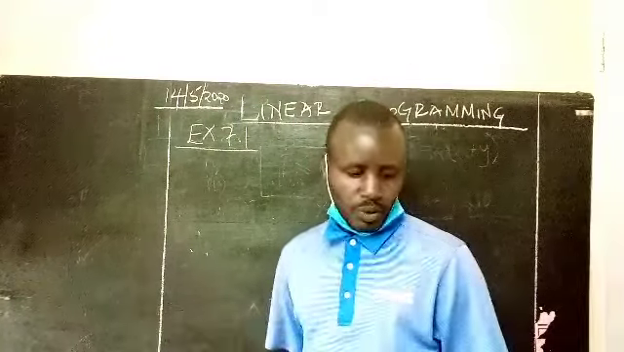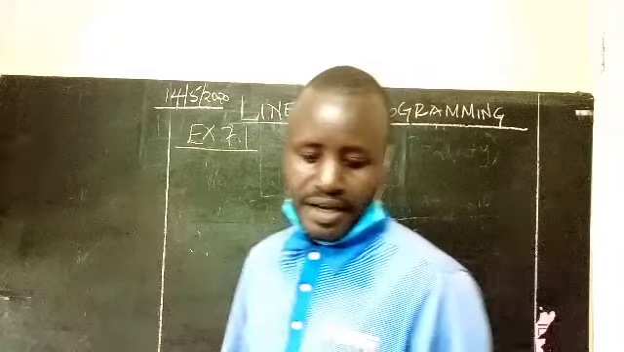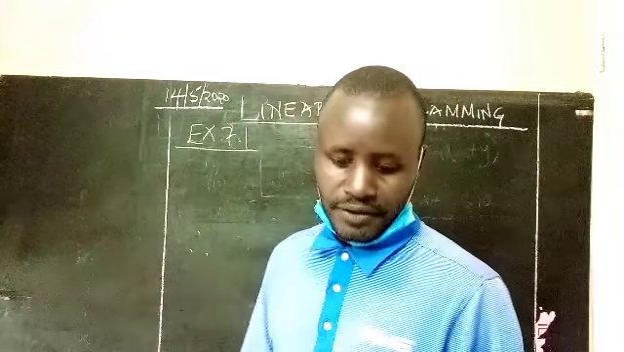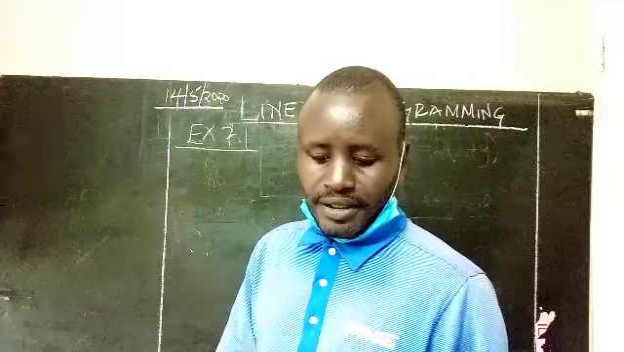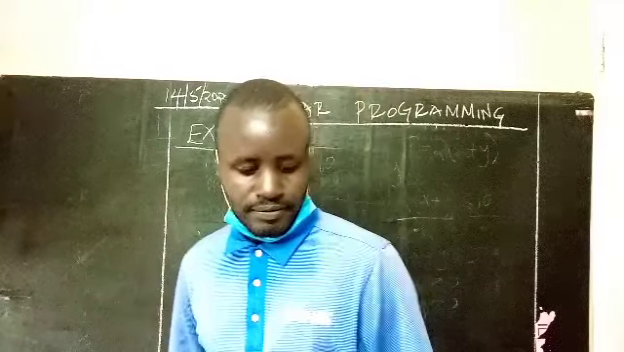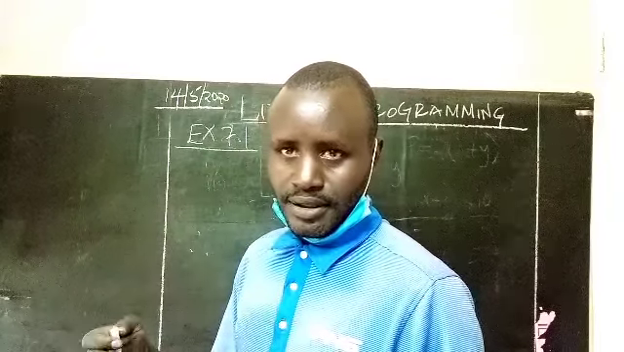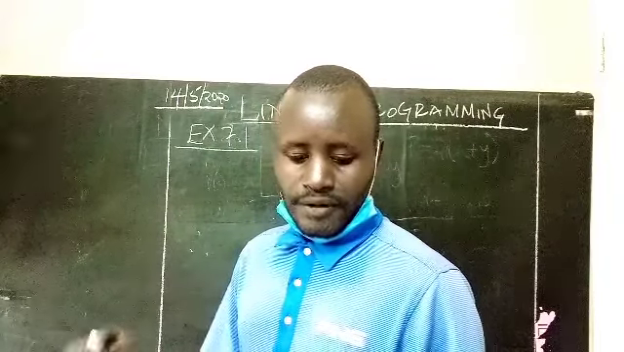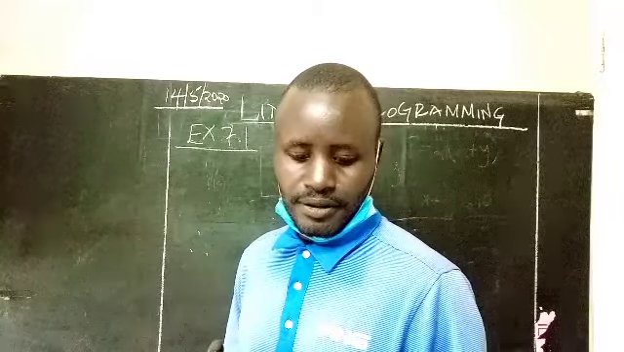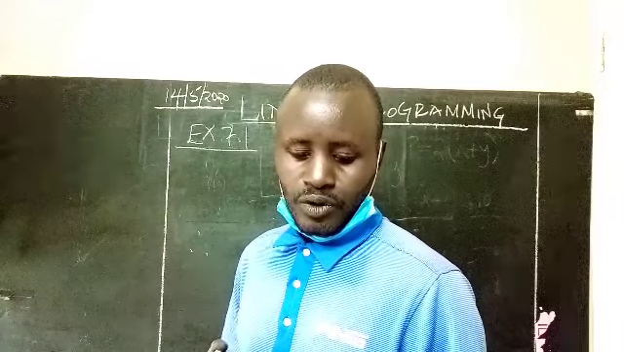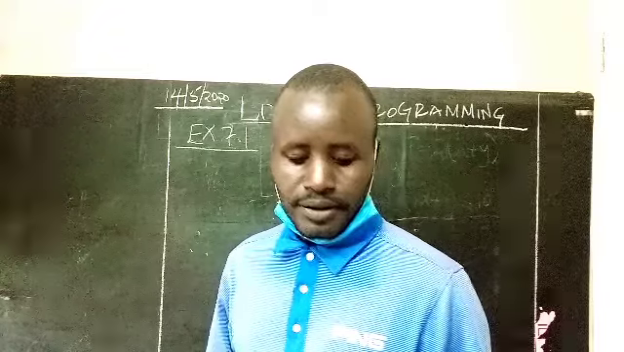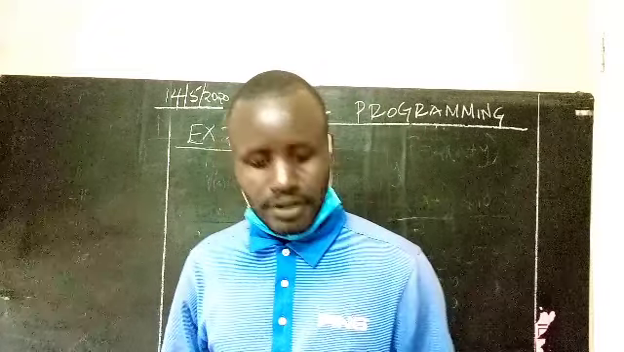So the first one: Stephen's salary is twice as much as his wife's. The wife's salary is in excess of 4,000. The sum of their monthly salaries is not more than 16,000. If the wife's salary is B shillings, form all the inequalities in B to represent this information.